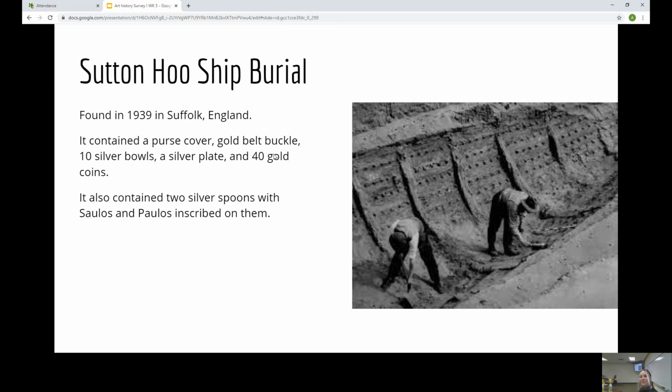The 2 silver spoons are the ones that I pulled first. They are of Saulos and Paulos. I'm betting you can probably figure out who they are. Paul. So Christian imagery did exist in Hiberno-Saxon. That is because Christians are slowly but surely, in missionary format, making their way up into the England area.